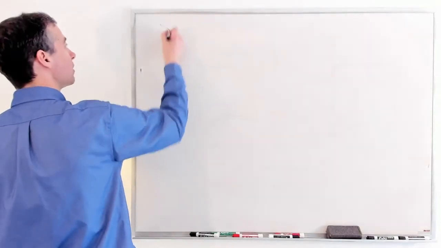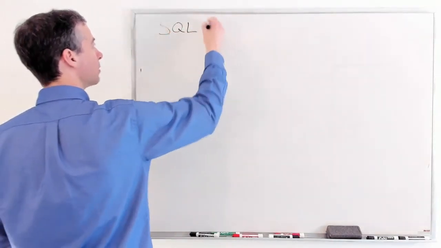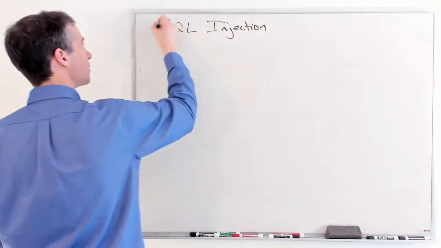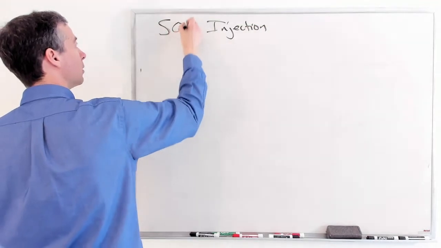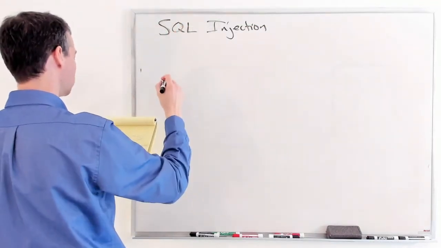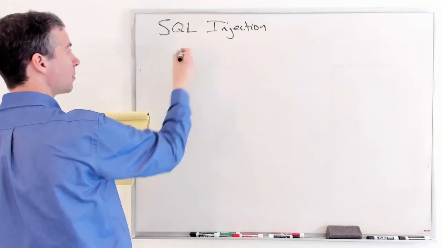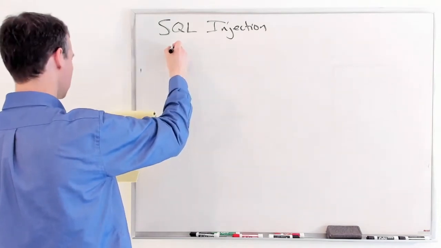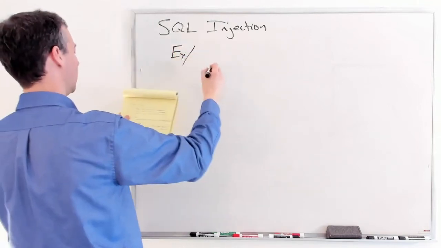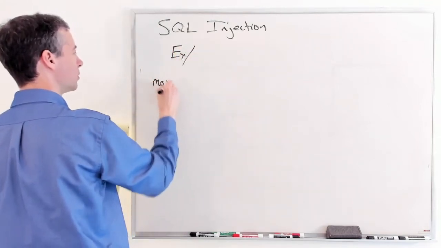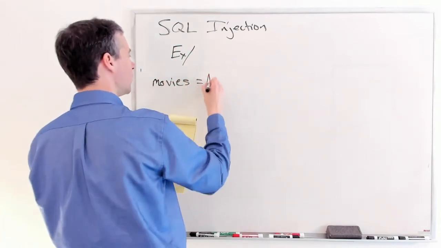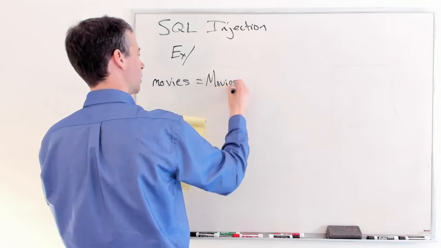Now, one of the biggest things to worry about is SQL injection. What is SQL injection? Well, I'm going to use the example from the book. So this is an example. You've got somewhere in your Rails app some code in a controller. Movies is going to be set to movies.